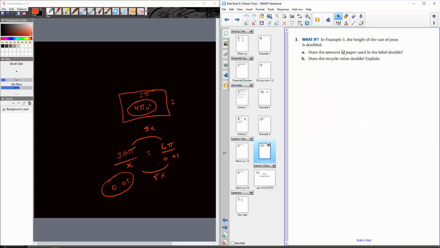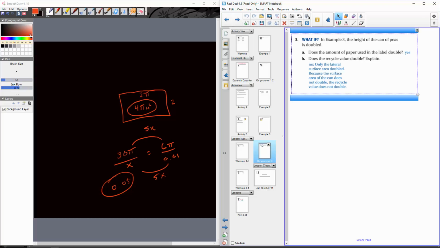Final one here is, imagine the height of the can is doubled, right? What does that do to the amount of paper used? Does the amount of paper used in the label double? And the answer is yes, because you're doubling the height for that one. Does the recycling value double? And it's no, it's only the lateral surfaces that are doubled. So the tops of the cans are not doubled. It's just the height. It's one measurement. So it will not be doubled.